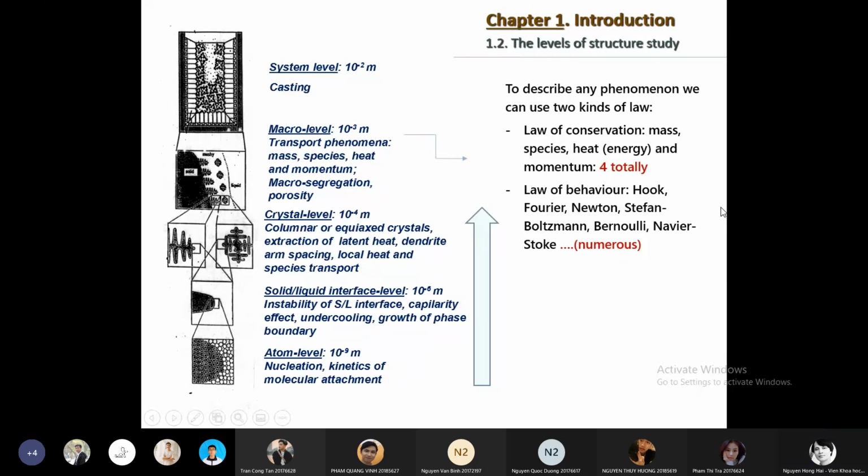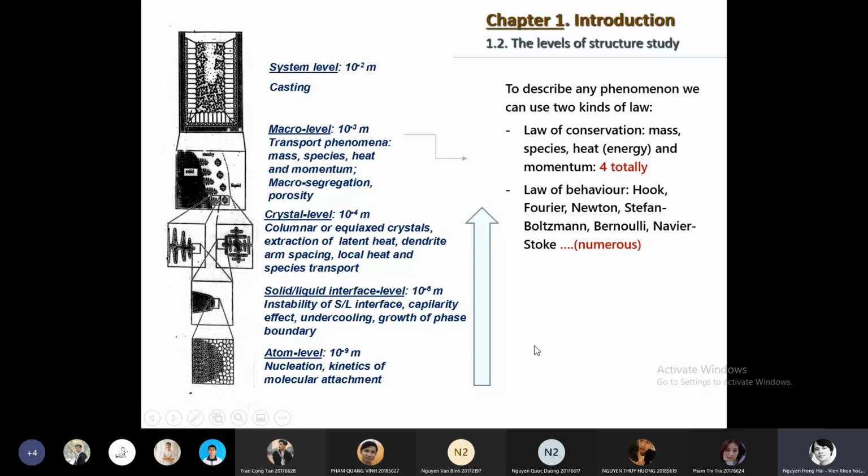And you have the laws of behavior. For example, Fourier, Newton, Stefan-Boltzmann, Bernoulli, Navier, and also numerous others. Why do we have only five laws of conservation? We have numerous laws of behavior to describe any physical phenomenon at the macro level.